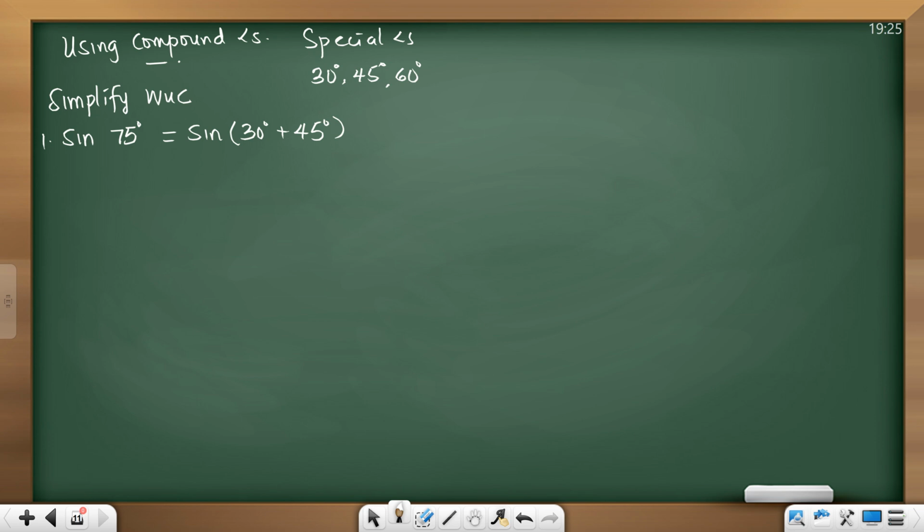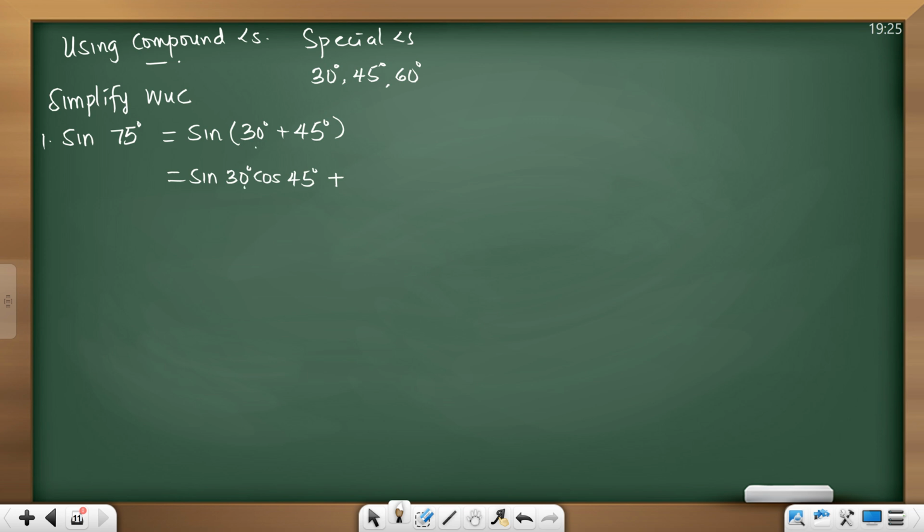Do you notice this looks like one of the formulas we have? This looks like sine A plus B. Use your formula page for the expansion. What are we going to have? Sine A cos B plus. So what will this be? Sine 30 cos 45 plus.